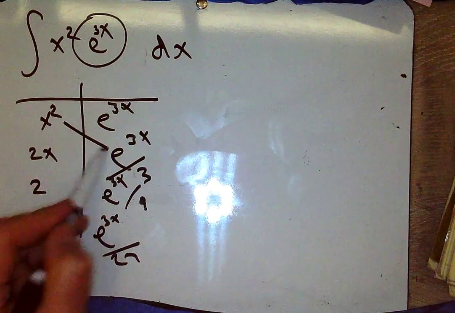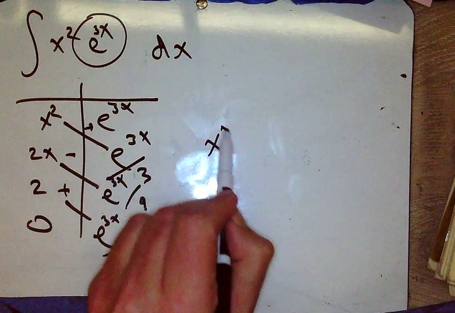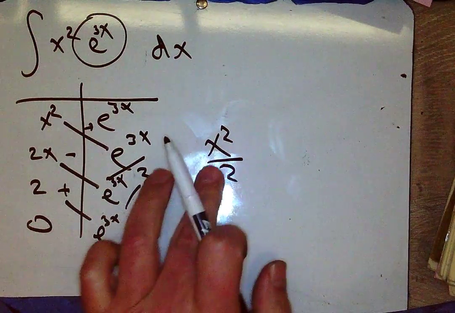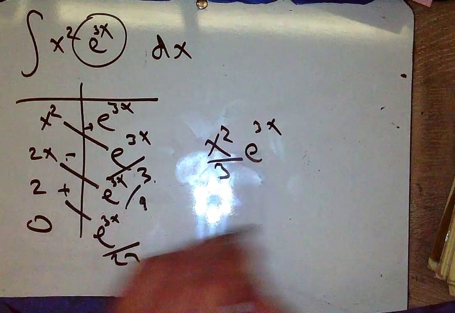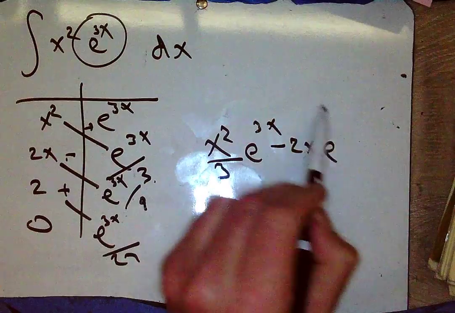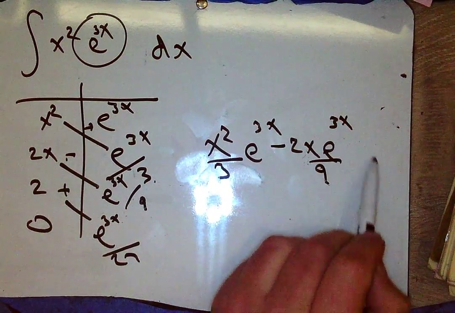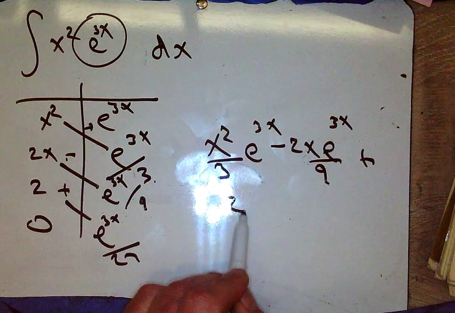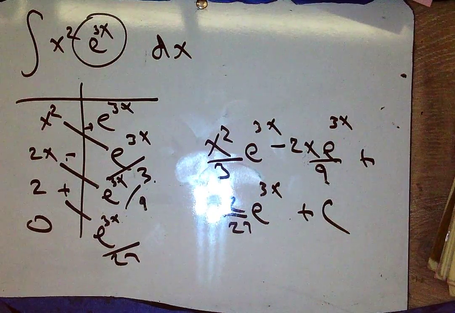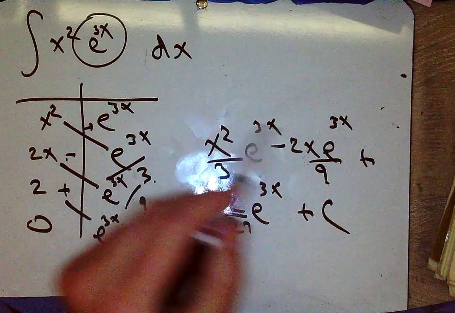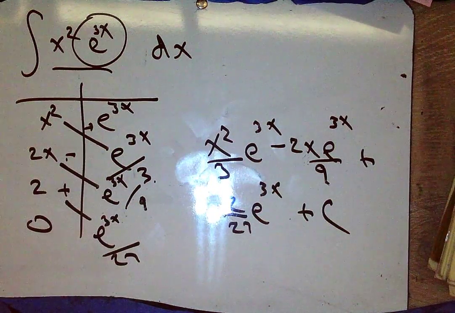So then we're going to have x squared over 3 e to the 3x minus 2x e to the 3x over 9 plus 2 over 27 e to the 3x, and don't forget the plus c. And again, to check, if you take the derivative here, you should end up with this when you're done combining like terms.